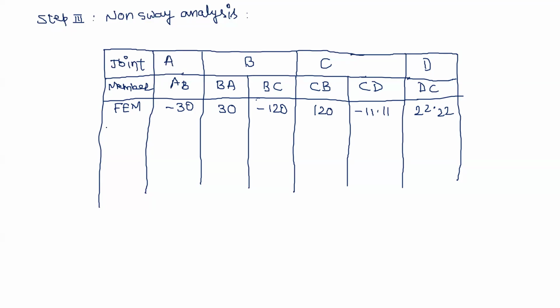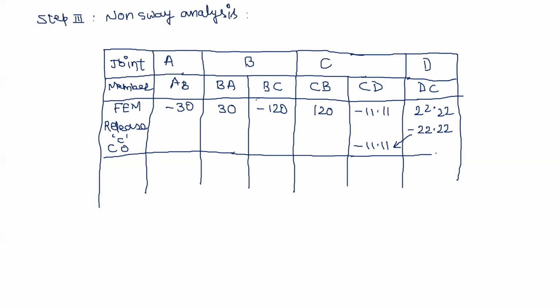Now as joint D is a simple support, we have to release C. Release means we have to make it 0. So minus 22.22, and then we have the carryover of this, which will be minus 11.11. And from this we will get the total moments.